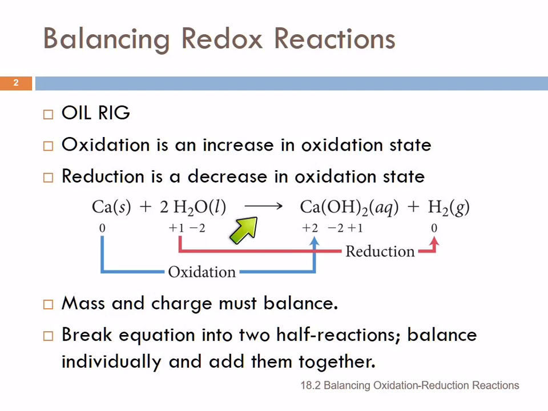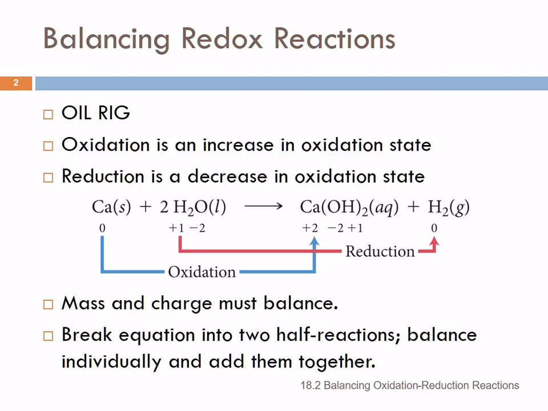Now, looking at water going to hydrogen and hydroxide, it's not real obvious what's being reduced. We have to look at the oxidation states. Here, hydrogen is +1, oxygen's -2. And over here, oxygen's still -2. So nothing is happening to the oxygen, but of the hydrogens, one is staying the same and another is going down in oxidation state. So the hydrogen is being reduced.